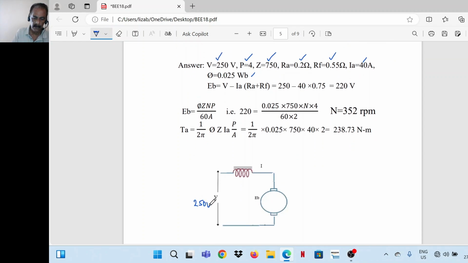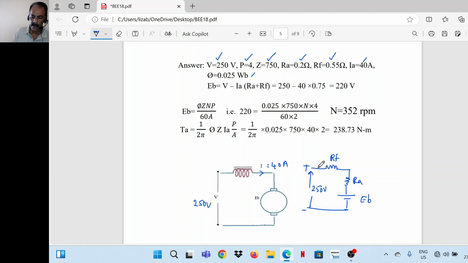So 250 volt, IA 40 ampere. Then back EMF is equal to V minus IARA. Here, back EMF is equal to V minus I into RA plus RF. In the case of series motor, there is voltage drop here. This is RF, RA. This is the back EMF. This is the applied voltage, that is 250 volt.